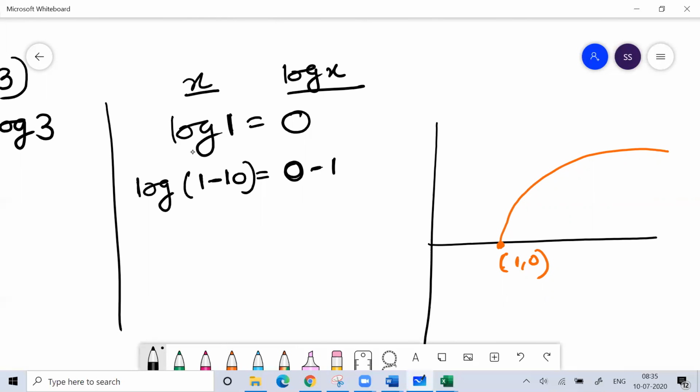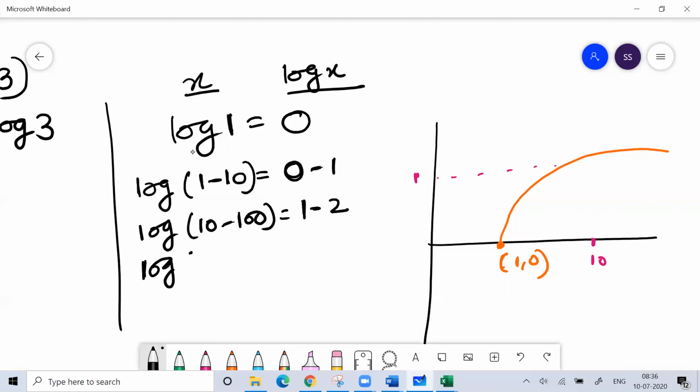So if I take 10, this will give a value corresponding to 1. Then if I take a value between 10 to 100, I'll get a value between 1 to 2, because log 100 is 2, you know that. Like that, if I take any value between 100 to 1000, the log value I'll get is between 2 to 3.